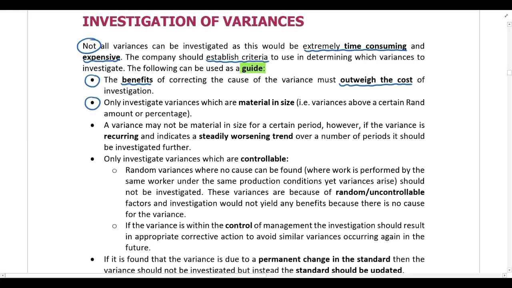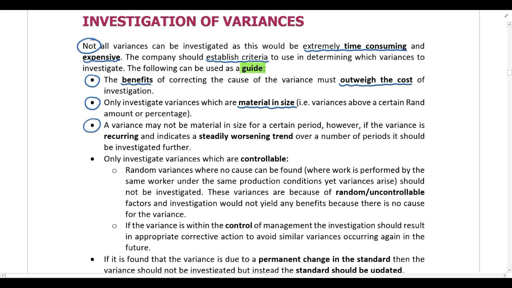Then in addition to that, you should only investigate variances that are material in size. So in other words, variances above a certain rand amount or above a certain percentage. So a company might determine that any variance above 50,000 Rand is material for them, so they will only investigate variances above 50,000 Rand. Or they might use percentages instead and say any variance above 10% will be investigated and anything below 10% is immaterial, so we will ignore it. But they should set a threshold and only investigate variances that are material in size.